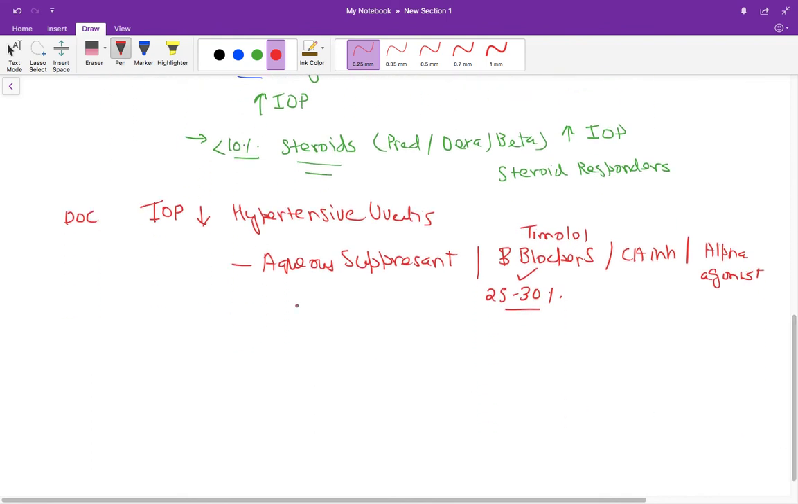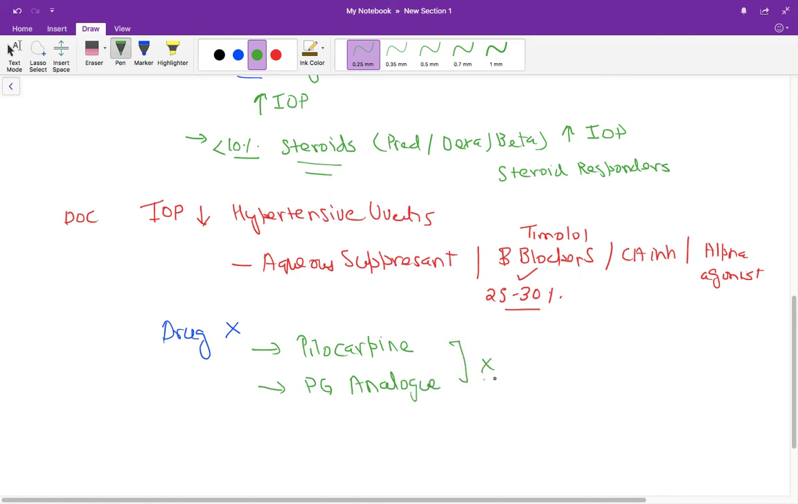Now, another question that was asked is which drug cannot be used in decreasing the intraocular pressure in hypertensive uveitis. Your answer should be pilocarpine, because it can increase the spasm of the iris, and PG analogs, as they can increase the inflammation. So these drugs are not to be used in the treatment of hypertensive uveitis to decrease the intraocular pressure.